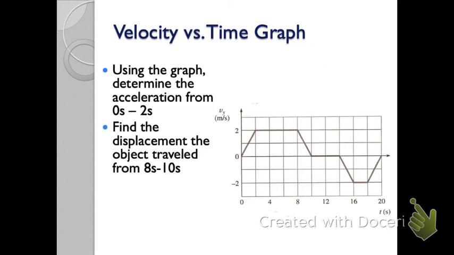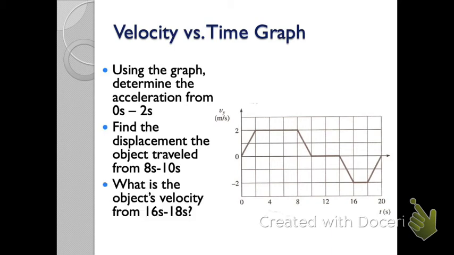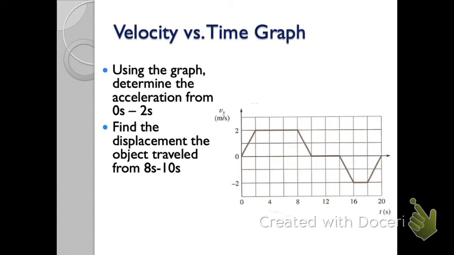All right, my displacement from 8 to 10 seconds. Now is when we solve for the area. Displacement from 8 to 10 seconds would be here to here. So that means I'm going to find the area of that triangle. It just goes to the x-axis, because here's 0. So that's 2, this is 2. So my displacement in this case would be 2 meters.